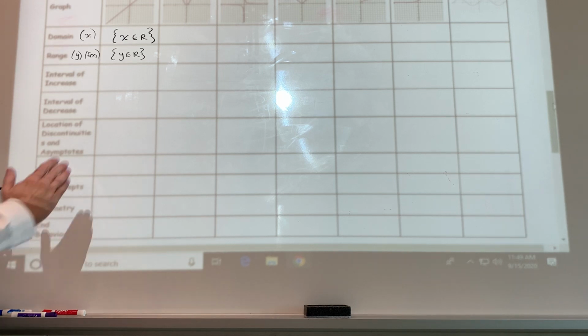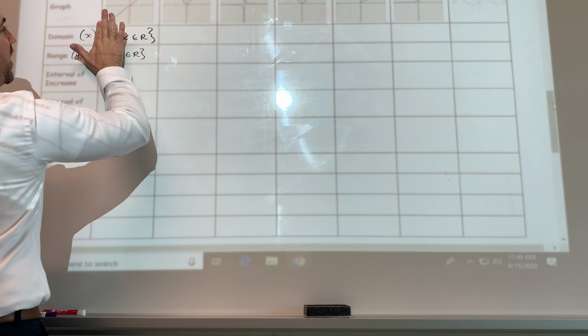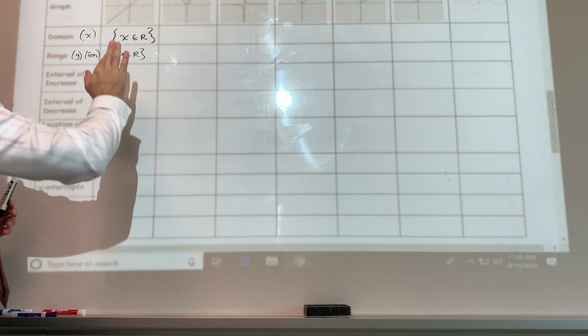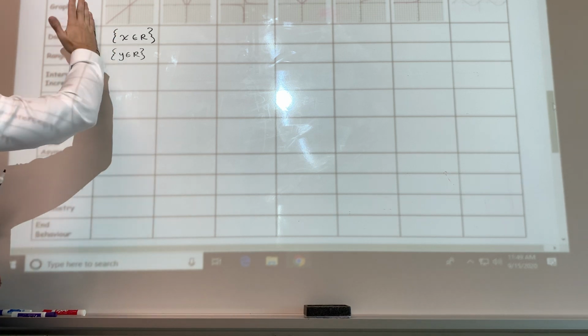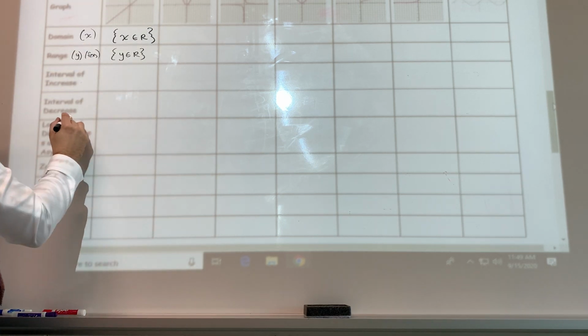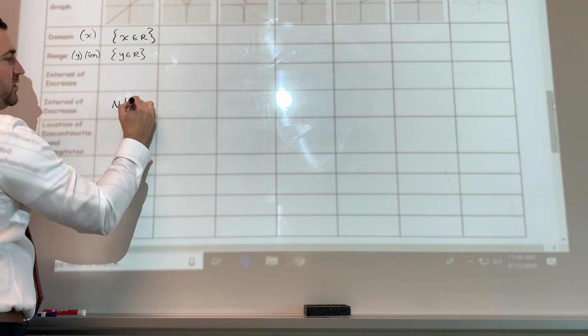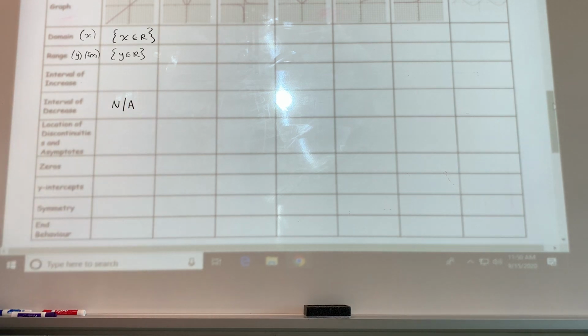So we're looking from left to right. If we read the graph left to right, it's going upward to the right. So this is an increase. The graph never decreases, so this one is not applicable. There is no decrease in our graph.